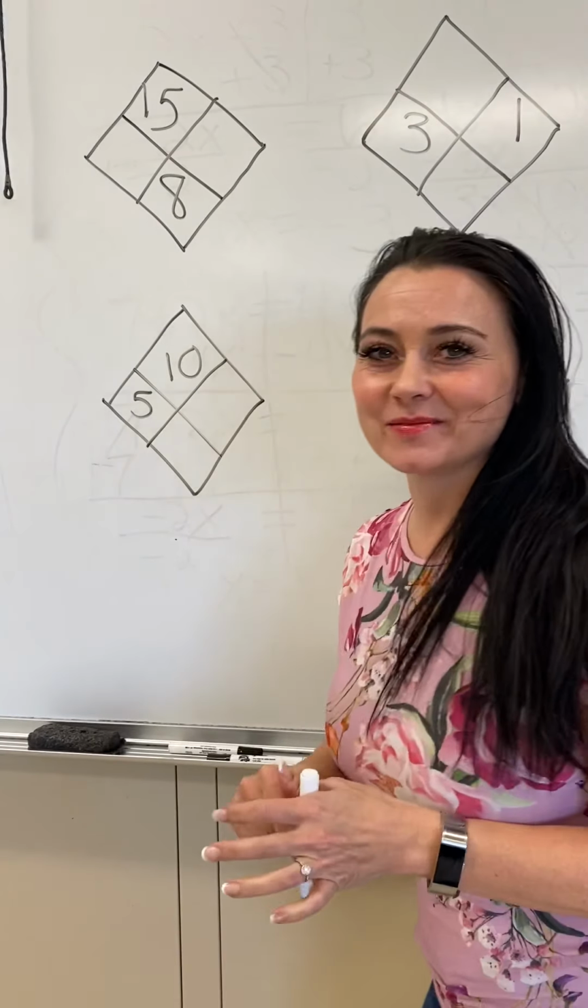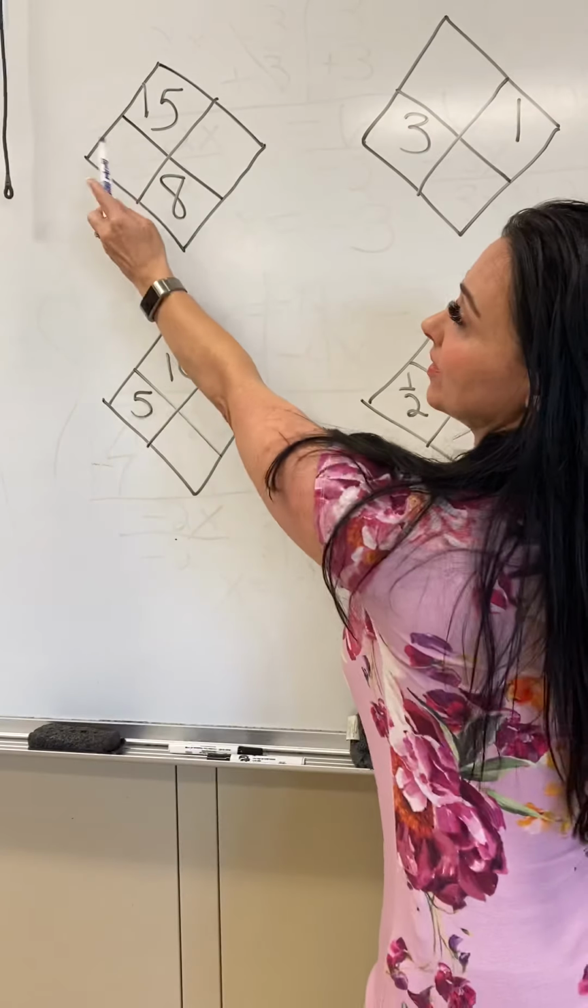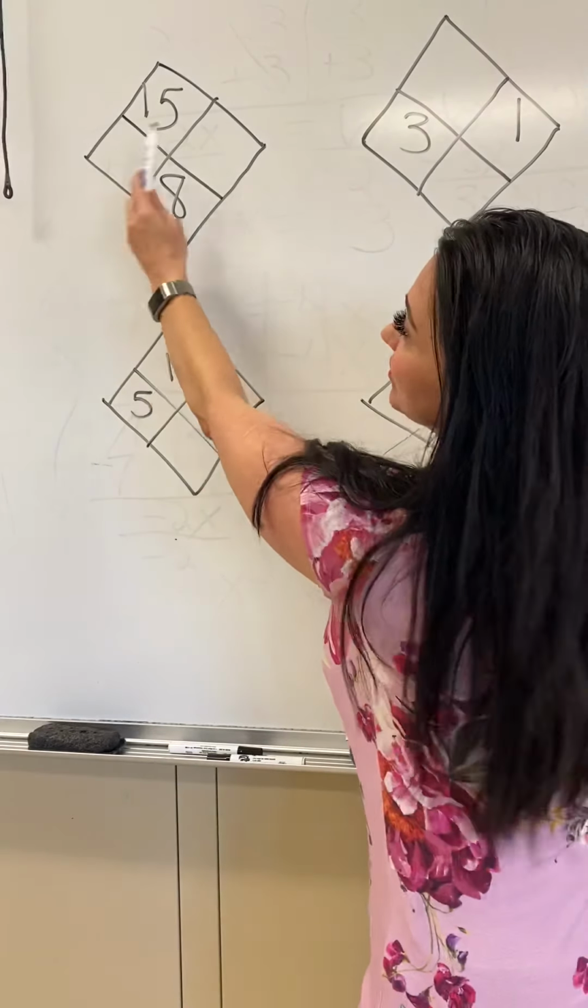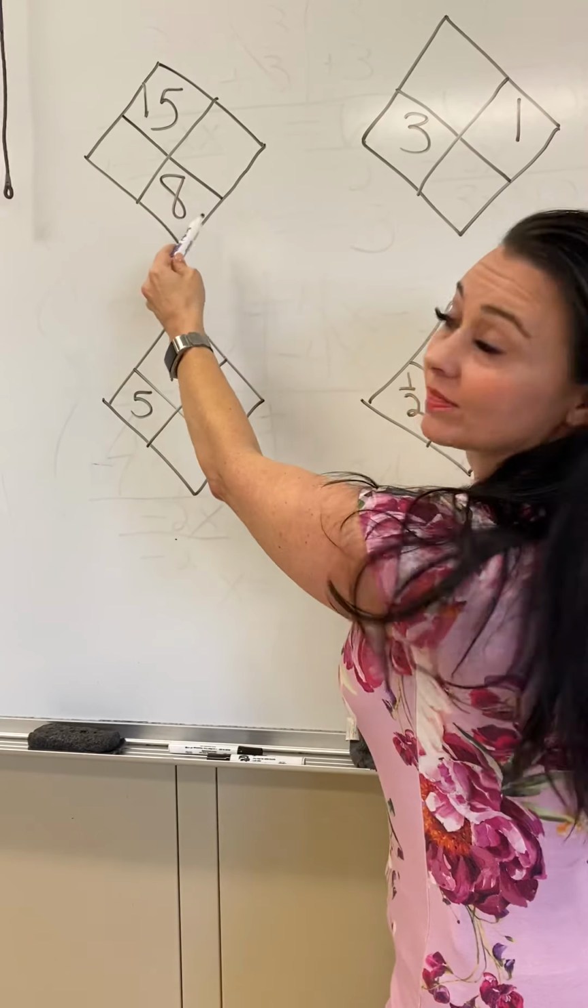All right, let's work on some diamond problems. So remember, the rule of the diamond problem is the two side numbers multiply together to make the top number, and they add together to make the bottom number.